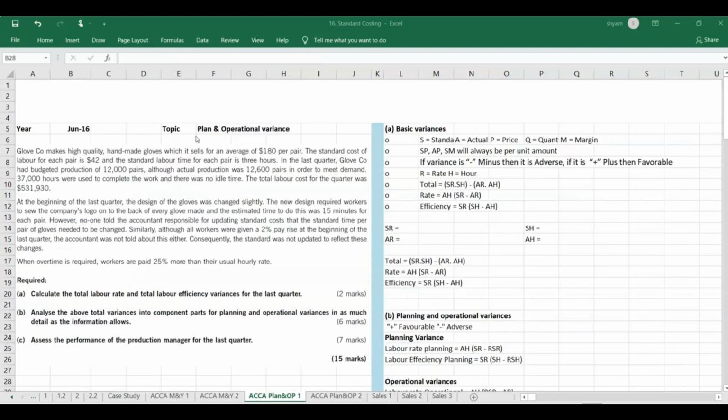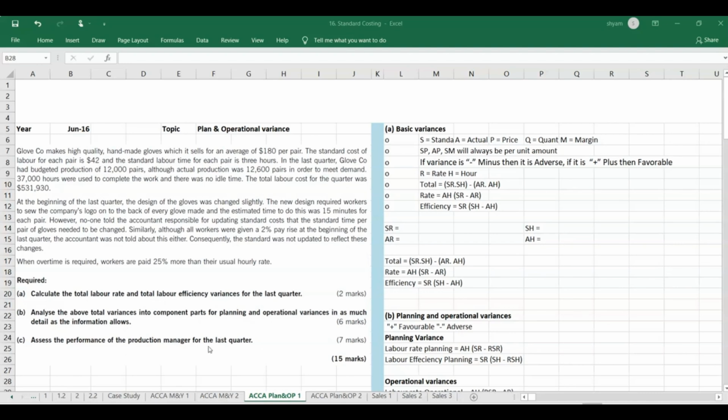Start from this problem. So this problem relates to planning and operational variance. This question was asked in June 2016 of ACCA exam, and we'll start from the required. The required is calculate the total labor rate and the total labor efficiency variance for the last quarter, and then analyze the above total variance into component parts for planning and operational variance in as much detail as the information allows. Assess the performance of the production manager for the last quarter.